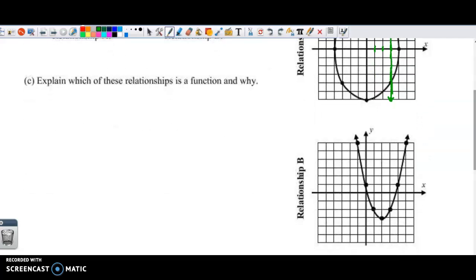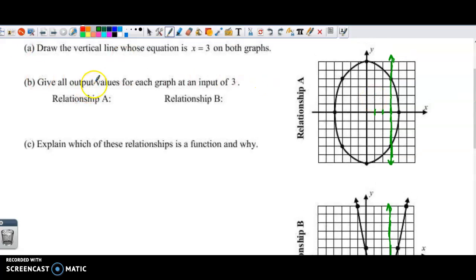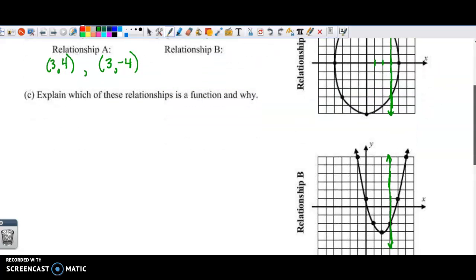That's the first graph. Oh, gotta do it over here as well. 1, 2, 3. There we go. So in part B, give all outputs for the values in relationship A that intersect our graph. So we went to 3, 1, 2, 3, 4. So relationship A was at 3, 4. But then there's also this point down here at 3, negative 4. And if you look at relationship B, it only happened at 1, 2, 3, down 2. So maybe I'll even color code relationship B as 3, negative 2.